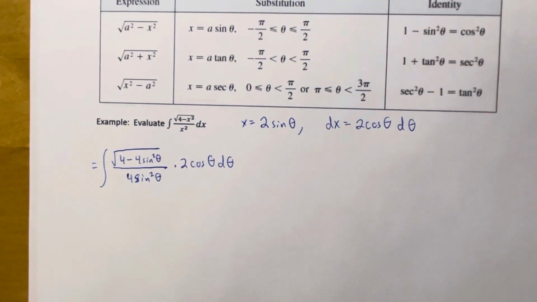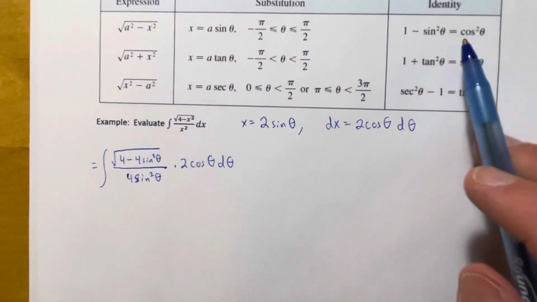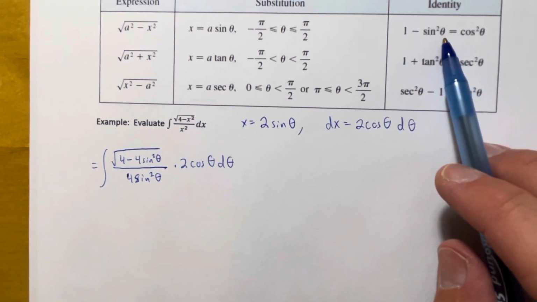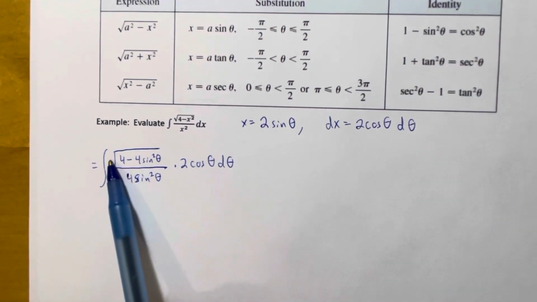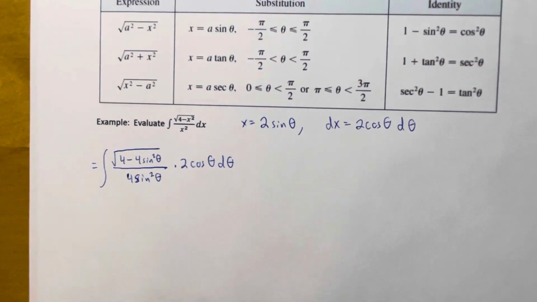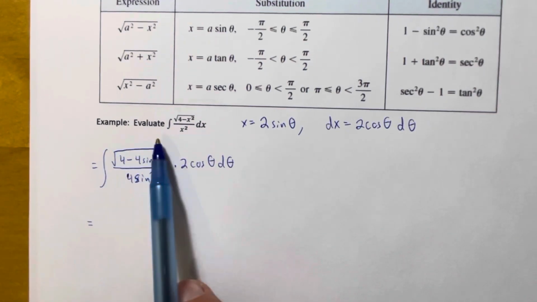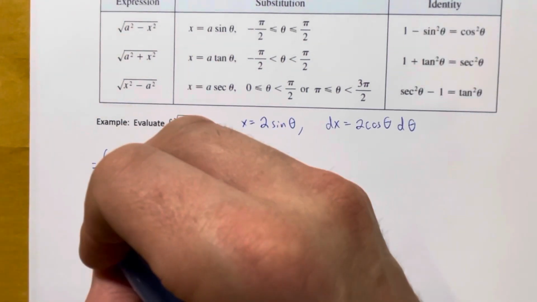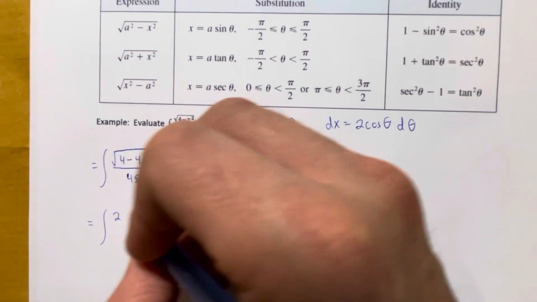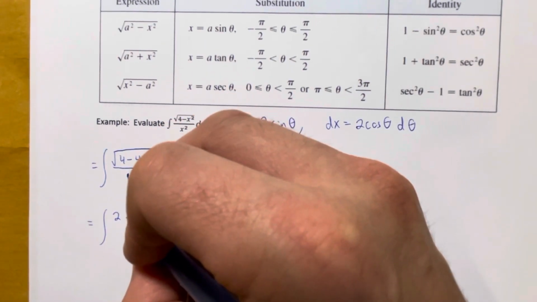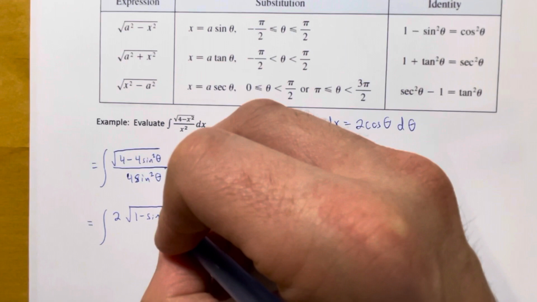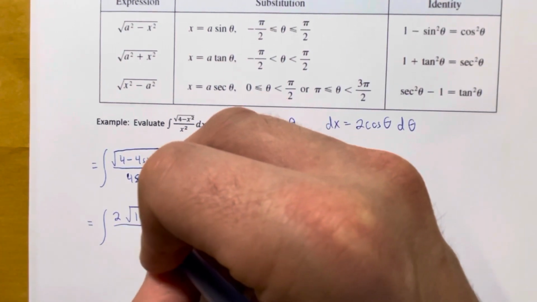It looks more complicated than what we started with, but the main reason we wanted to do this is because we wanted to use this trig identity, or Pythagorean identity, to help eliminate the radical here. And here's what that's going to look like. First of all, notice I have a common factor of 4 here, and if I were to factor that out and take its square root, I would end up with a 2. That leaves me with 1 minus sine squared of theta under that radical.